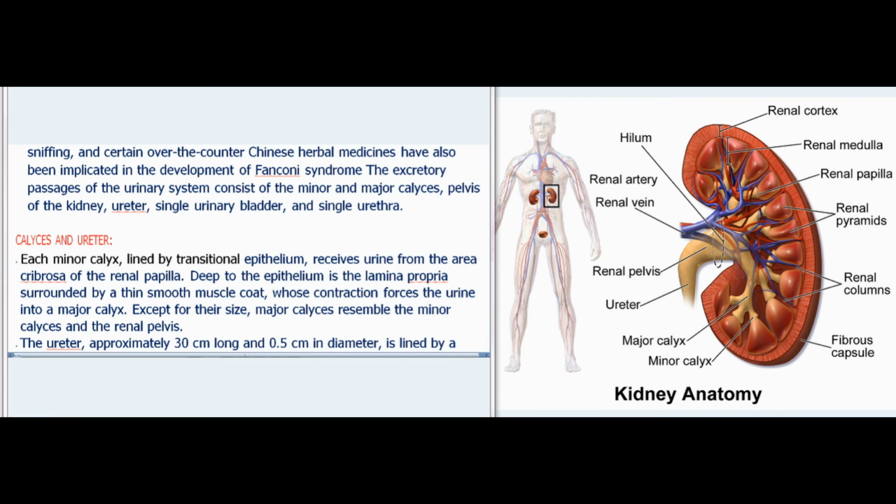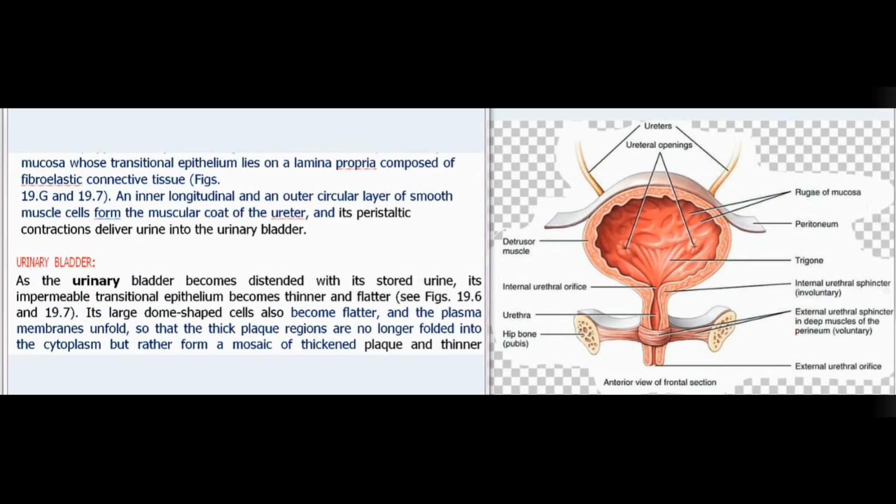The ureter, approximately 30 cm long and 0.5 cm in diameter, is lined by a mucosa whose transitional epithelium lies on a lamina propria composed of fibroelastic connective tissue, Figs. 19.6 and 19.7. An inner longitudinal and an outer circular layer of smooth muscle cells form the muscular coat of the ureter, and its peristaltic contractions deliver urine into the urinary bladder.